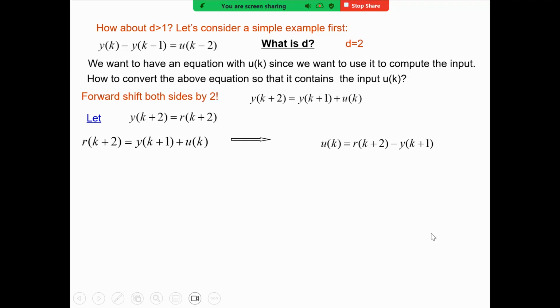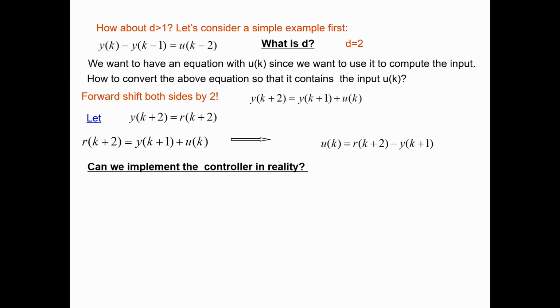Right? But if you look at this equation again, is there any problem with this controller? Can you implement this controller? Which signal is not available? YK plus one. Remember, YK, RK plus one, no problem. Reference signal, desired output, you know, right? You design it, of course, you know what is the desired value 10 steps from now. Even so, but YK plus one, that's the signal which is making trouble.